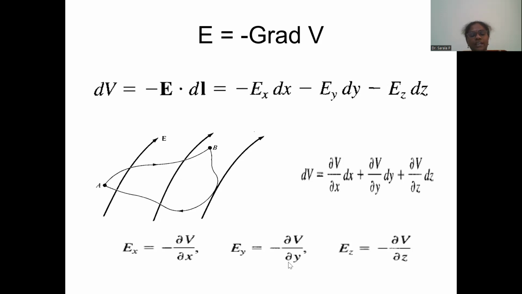So now what can we write? We can write that E is equal to minus, and we are representing this in terms of grad, so ∂ of V is grad V. So E is equal to minus grad V.